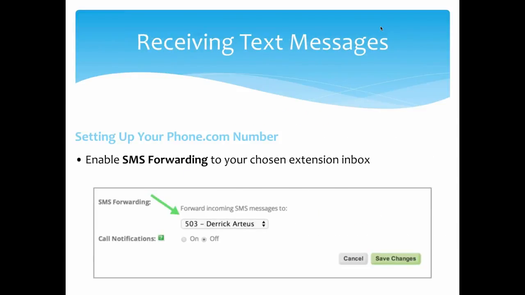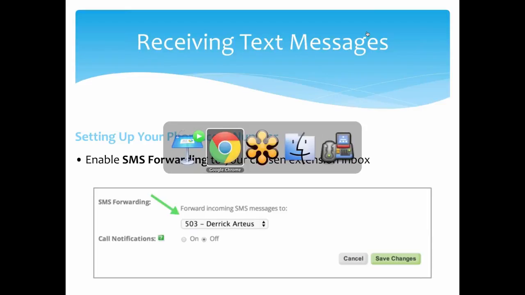And let's jump on now into receiving text messages. When you add a US local number to your account, it will not automatically receive text messages. You need to enable SMS forwarding and choose an extension inbox to have SMS sent to. So let's go ahead and jump into our number settings here to get this configured. As you can see in the picture there, I'm doing SMS forwarding to extension 503, which is what I'll show you now.